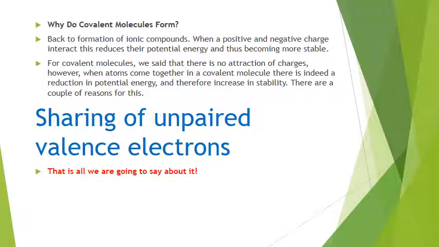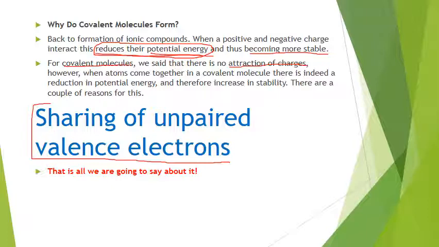All right, why do covalent molecules form? Why do they form bonds? When you look at ionic compounds, the reason they come together is that it reduces their stress. Pluses like to be next to minuses, and when that happens, it reduces the potential energy and they become more stable. So the key is you always want to reduce potential energy. With covalent molecules, the same thing happens, but there's no attraction of charges. So what causes the reduction of potential energy? It's fairly complicated, but it's when there's a sharing of unpaired electrons. And we'll be using the Lewis dot structure to help us see this.